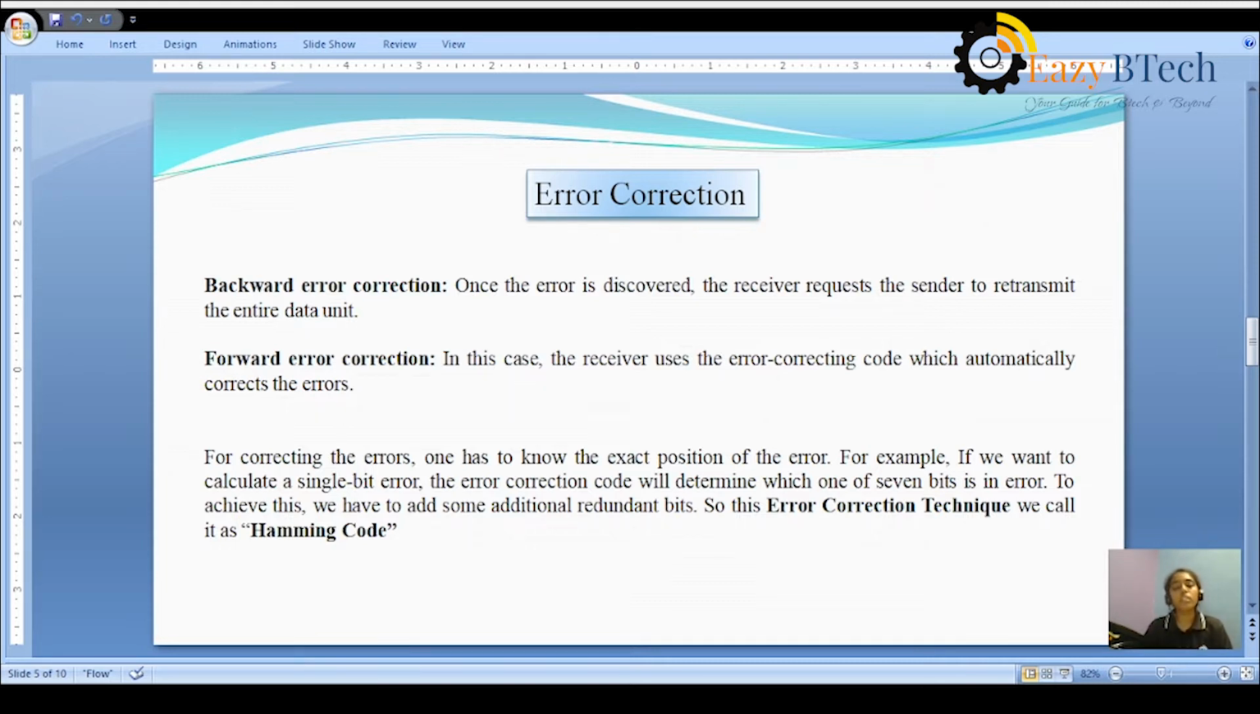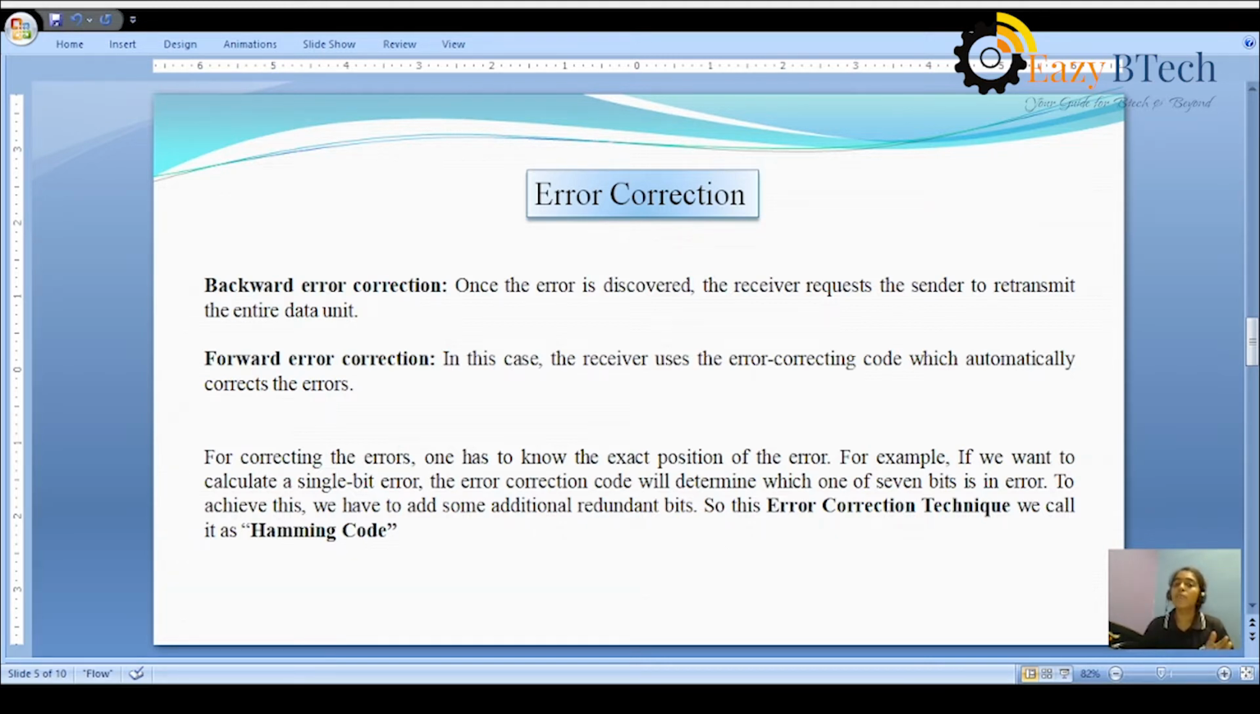The most efficient error correction technique we use for this type of error is Hamming code. Hamming code is one of the very efficient error correction techniques to solve the single bit error.